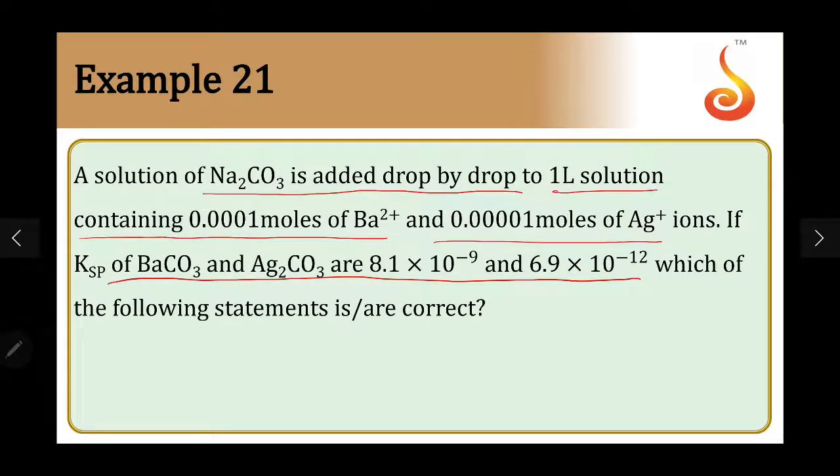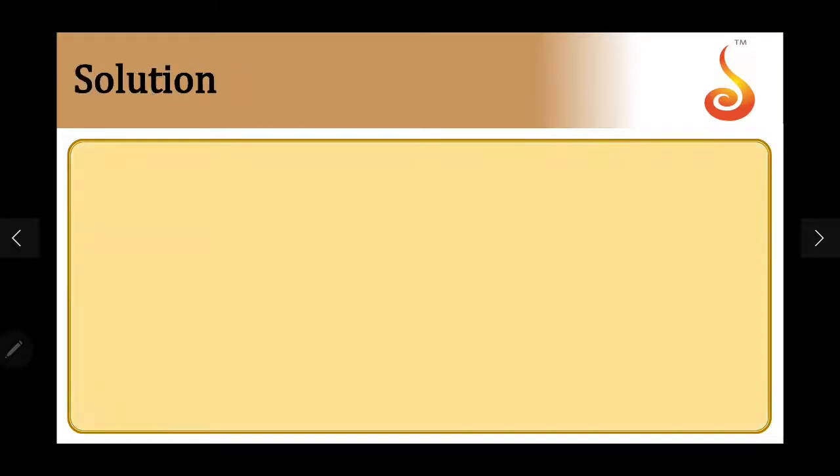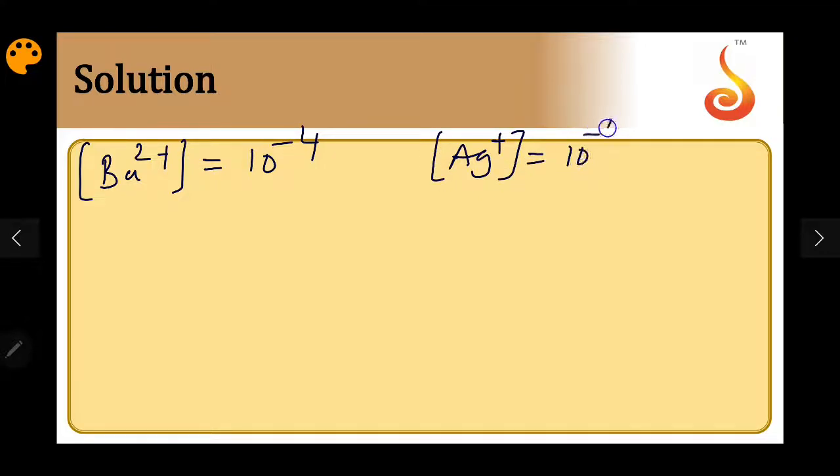So KSP of barium carbonate is 8.1 × 10 power minus 9 and for Ag2CO3 is 6.9 × 10 power minus 12, and barium concentration is 10 power minus 4, Ag plus concentration is 10 power minus 5.